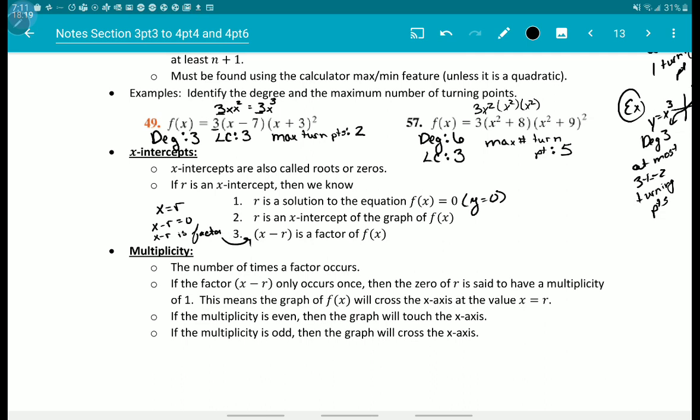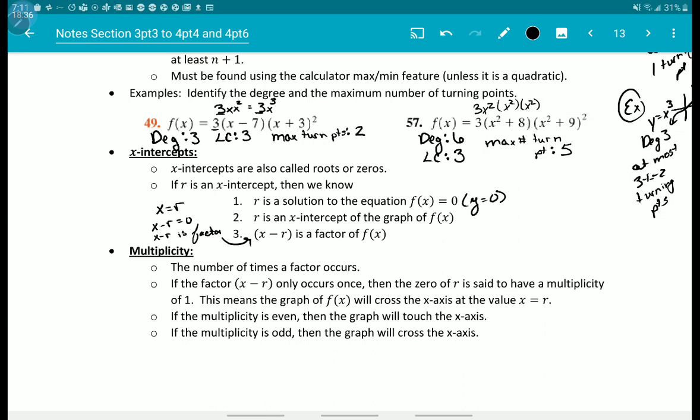Now, with the x-intercepts, we can talk about multiplicity. In other words, how many times does that factor happen? And that really tells us something interesting about the graph. So if that factor only happens once, then we say that that has a multiplicity of 1.